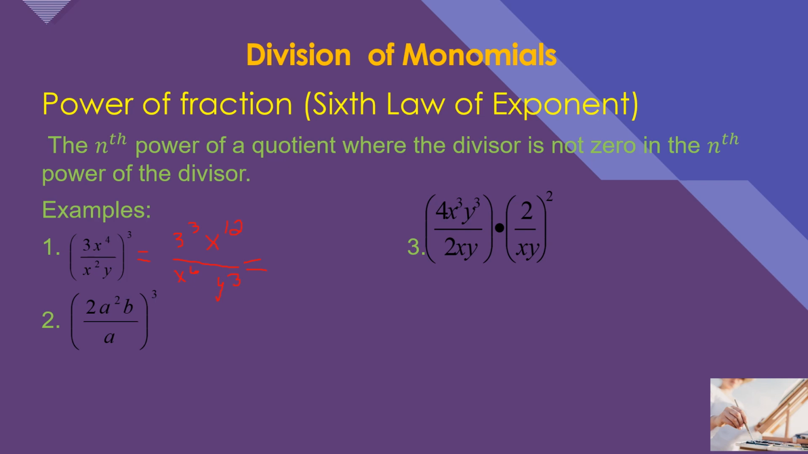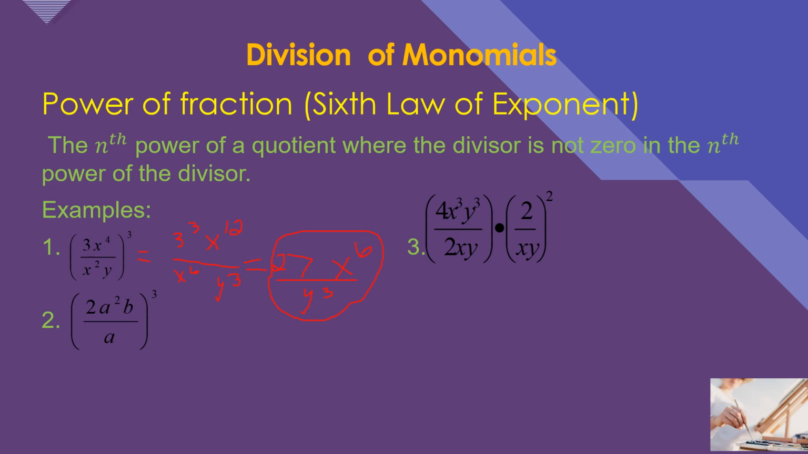So 3 cubed is 27, because 3 times 3 is equal to 9, and 9 times 3 is 27. So 27, then 12 minus 6 is equal to x raised to 6 over y cubed. Since there is no matching y cubed, it just stays in the denominator. We need to go up.